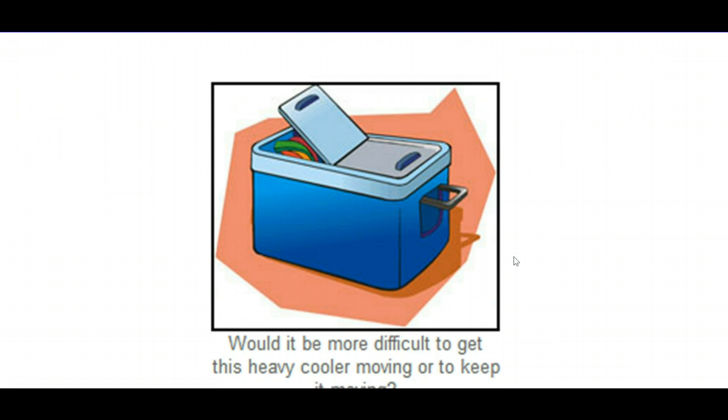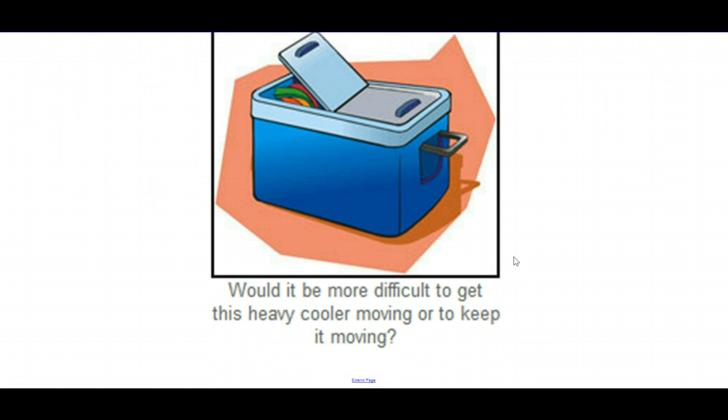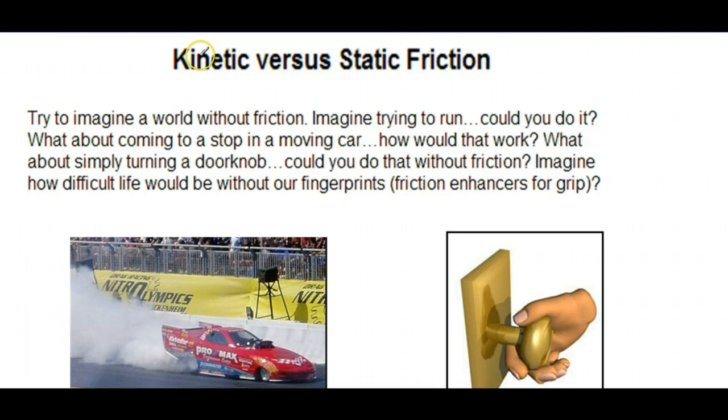So what we're going to do is take a little closer look at two different types of friction. Would it be more difficult to get this heavy cooler moving or to keep it moving? So what I want you to focus on while we're going through this note is we've talked about friction, we know what it is, but now we're talking about what it takes to get something moving from rest or to keep something moving once it's already going. These are the two types of friction that we're going to talk about, and that's the title of this note. If we go back up to the title, we have kinetic friction versus static friction.